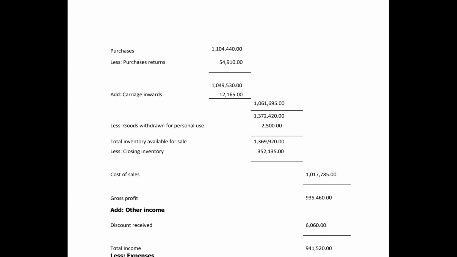Then let's see the drawings, the goods withdrawn for personal use. Pay attention to the question. When you find that it is written that the goods are withdrawn for personal use, for example a computer from the business or anything, that should be subtracted immediately here in the trading account. So the goods withdrawn for personal use should be subtracted, so that you can have the total inventory available. And then you list the closing what? Inventory.